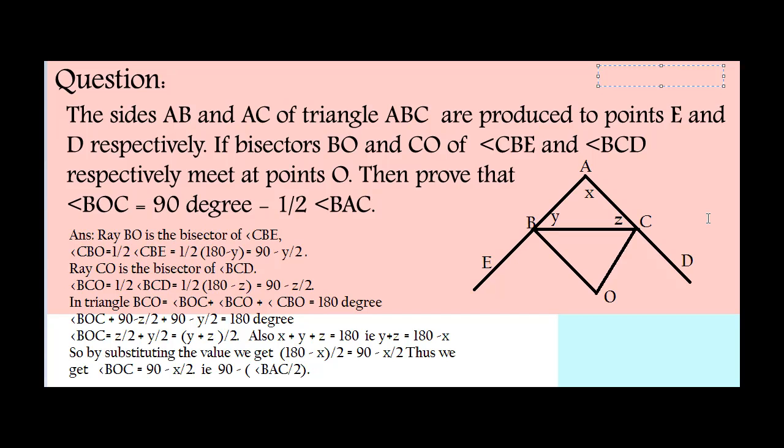Now substitute the value of y plus z in y plus z by 2. Thus we get 180 minus x by 2, that is 90 minus x by 2. Thus we get angle BOC equals 90 minus x by 2. Already we know that x is angle BAC. So that is 90 minus angle BAC by 2, that is what we needed to prove. Hope this is clear.